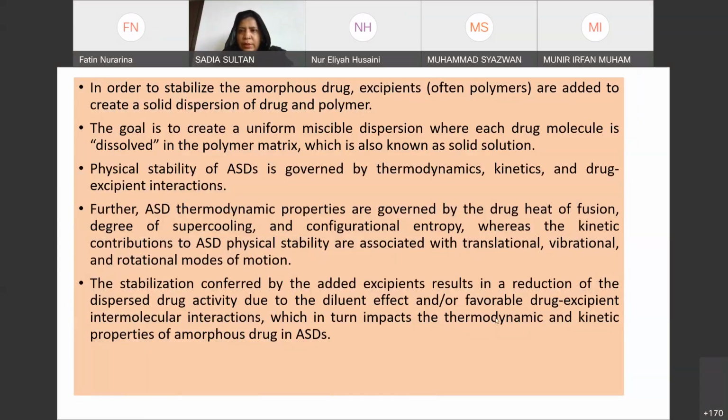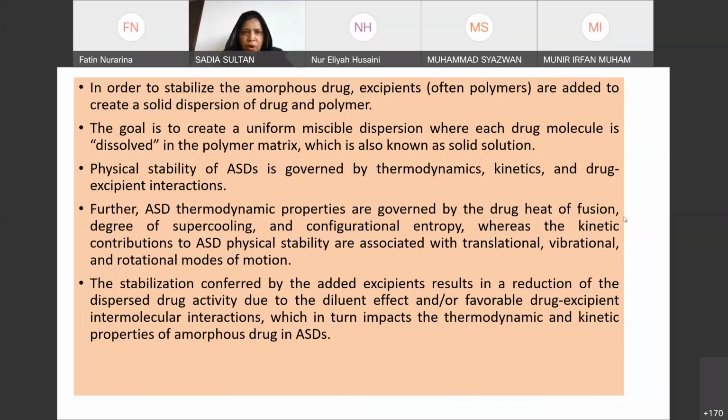Okay, so the same thing here. In order to stabilize amorphous drugs, we use excipients, right? What I said already, the polymers. We coat the drugs with some excipients, often polymers, and then we create a solid dispersion of drug and polymer mixture. The goal is to create a uniform miscible dispersion where the drug is dissolved in this polymer matrix, which is also known as a solid solution.